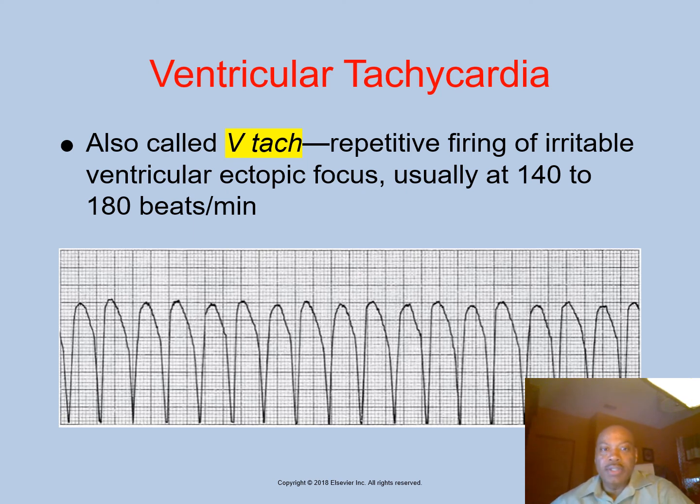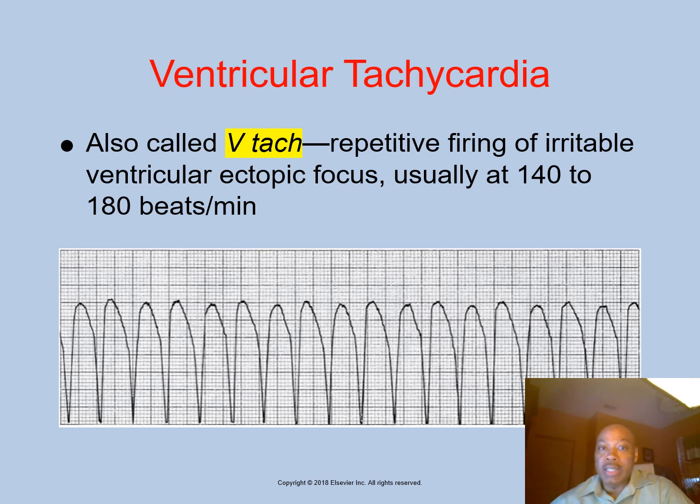Now, unstable VTach that does not have a pulse, again, unstable VTach, because sometimes with VTach you can have a pulse and sometimes you don't have a pulse. Unstable VTach without a pulse is treated the same as your VFib, or ventricular fibrillation. So the treatment of choice is defibrillation. Not cardioversion, but defibrillation. So you're just going to shock them with high joules of electricity.